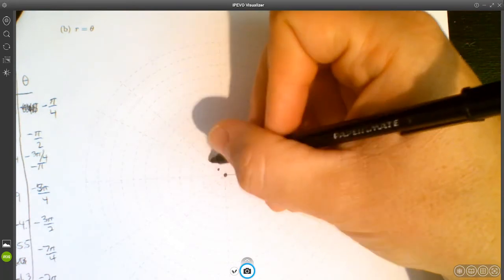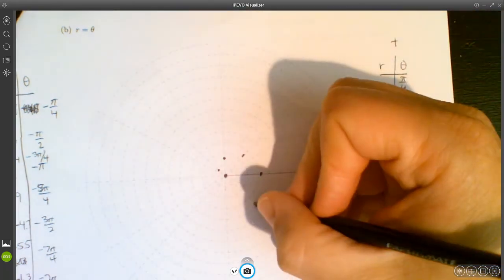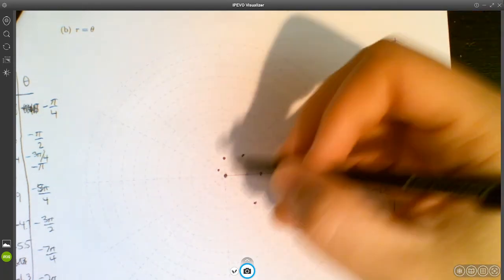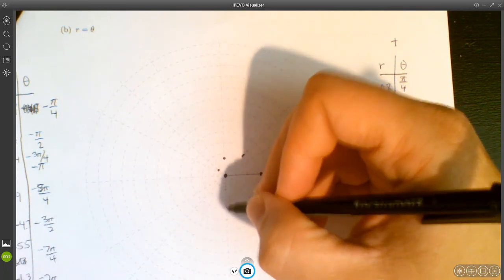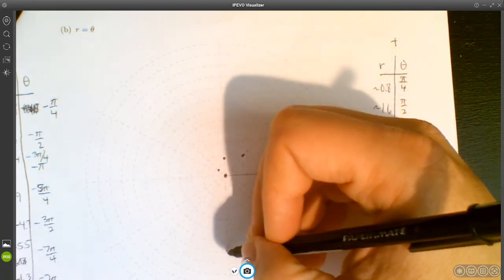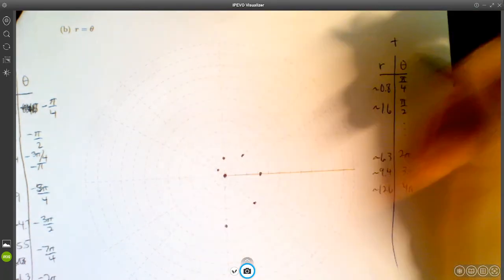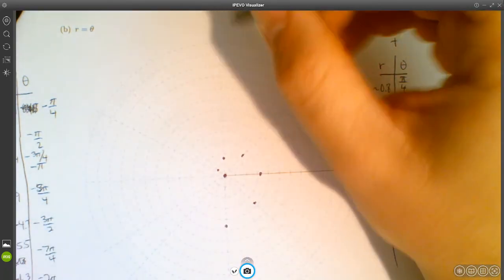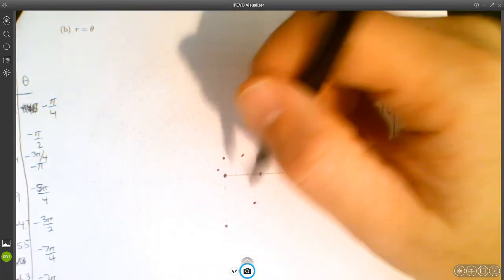At negative 5 pi over 4, I'm at negative 3.9, 3.9. And then at negative 3 pi over 2, 4.7. Anyway, you can see that as theta gets bigger and bigger in the negative direction, the bigger and bigger r is going to get, of course, right?